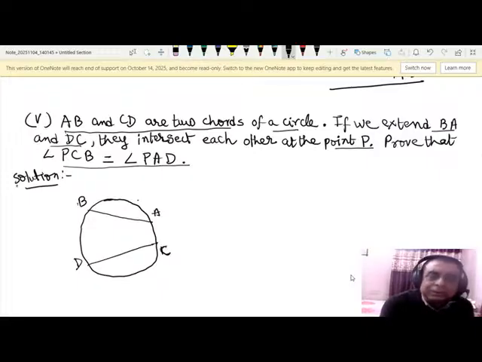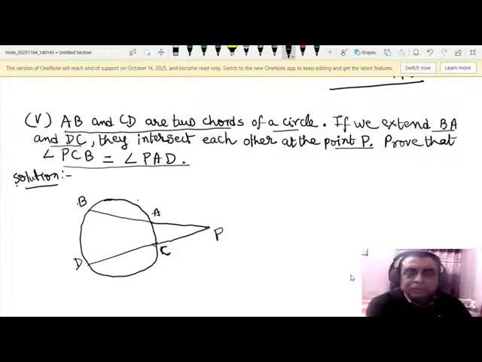Now in the question, AB and CD are two chords of a circle. If we extend BA, so BA is extended like this way, and DC is extended like this. Both when extended meet each other outside the circle at a point. That point is called in the question as P.